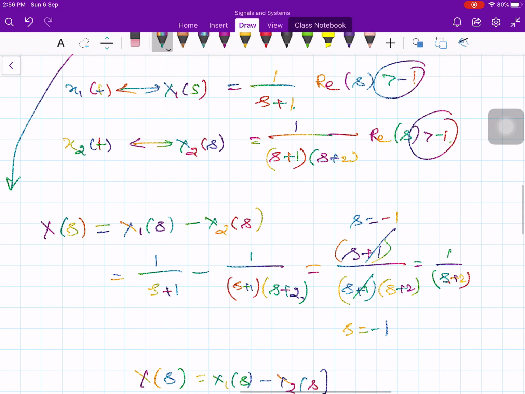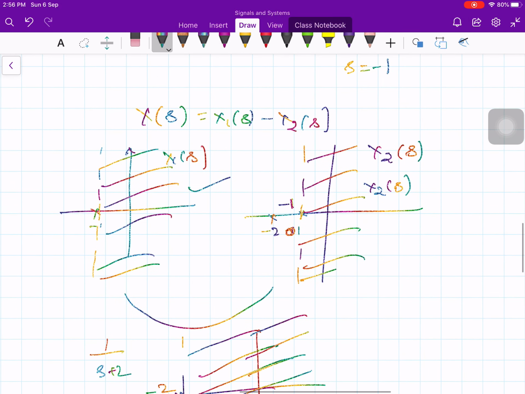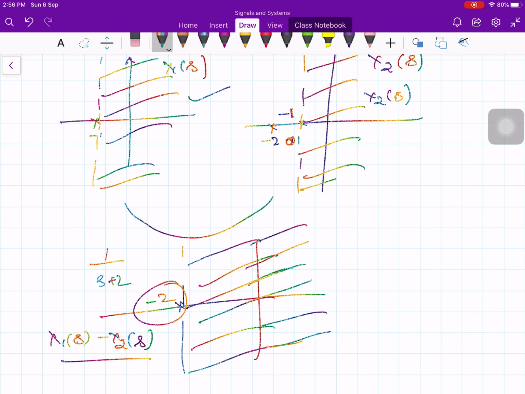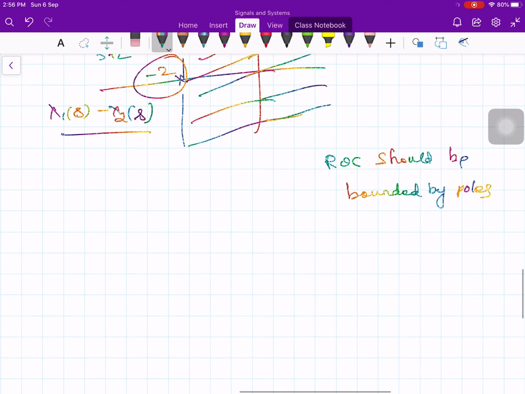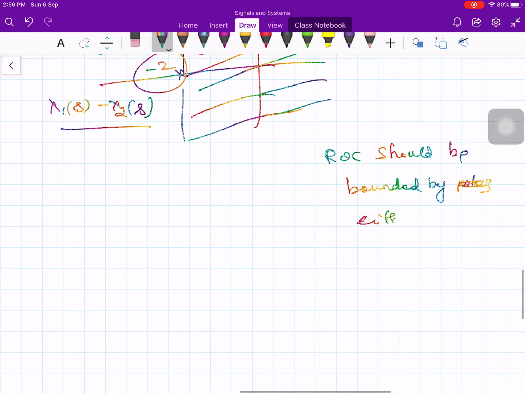However, if you add these two, x1 of t and x2 of t, then the ROC is always bounded by a pole or infinity. But in this example, the ROC for x of s can be extended to the left to be bounded by minus 2. So that's why we put minus 2 here. Okay, so the general rule is the ROC should be bounded by either poles or infinity.